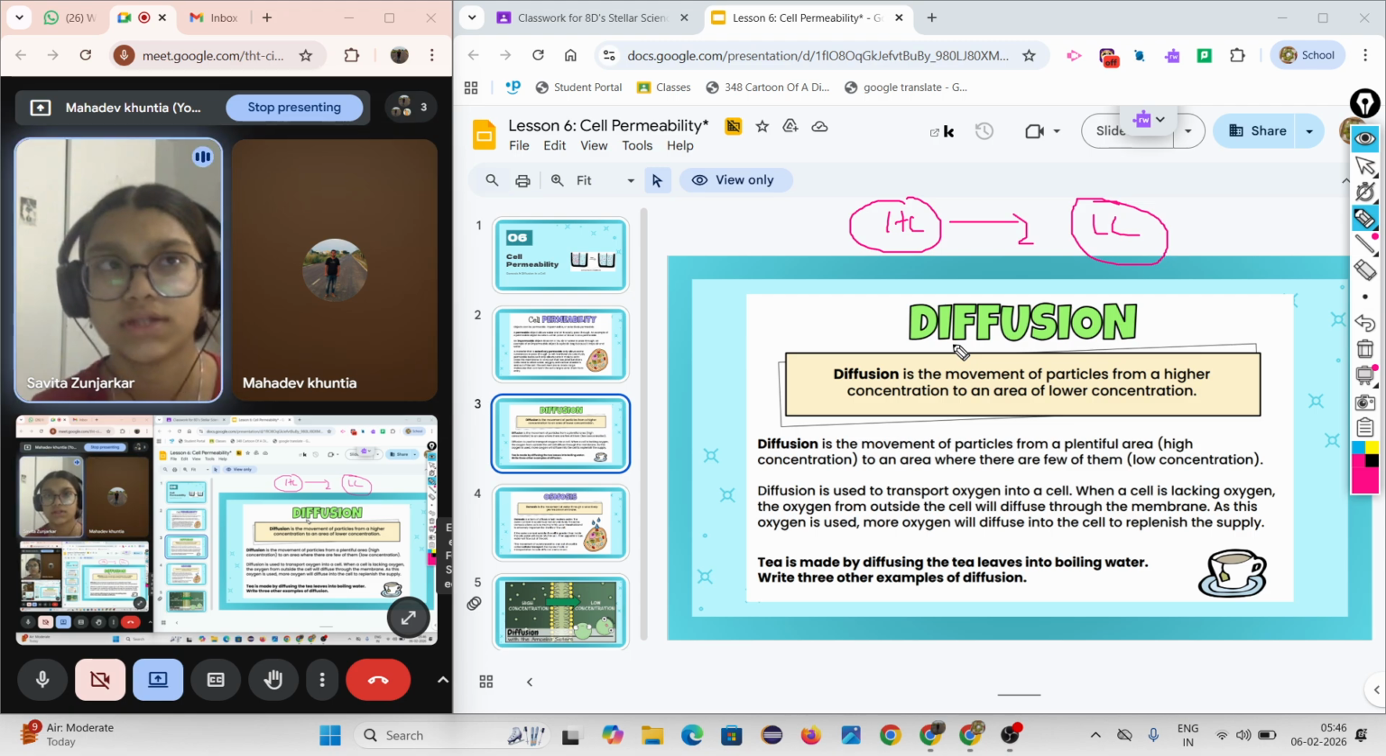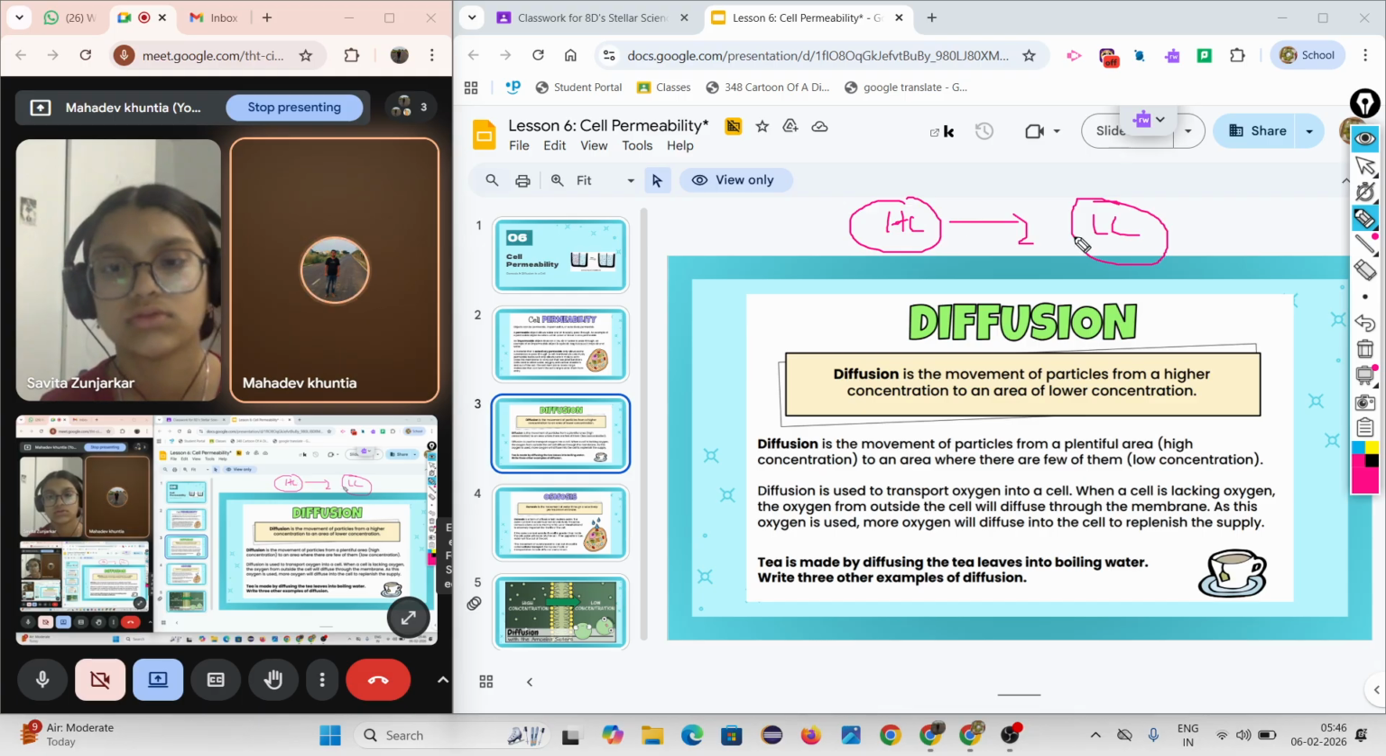What if there is no concentration at all, but then it is still going to a low concentration? Will that also count as diffusion? No, no. Only higher concentration to lower concentration.